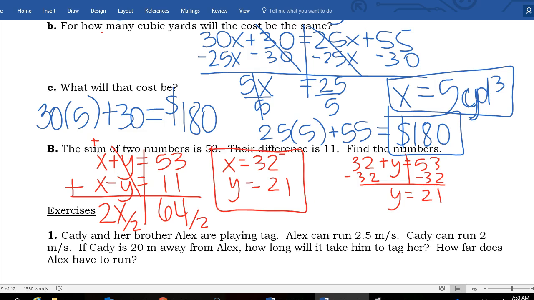So we did an equation with substitution. We did an equation with elimination. That is it for the notes on this lesson. Good luck on the exercises, and let me know if you have any questions.